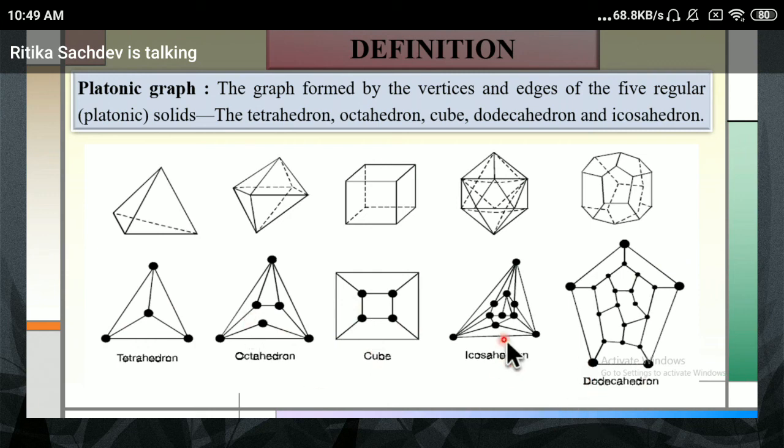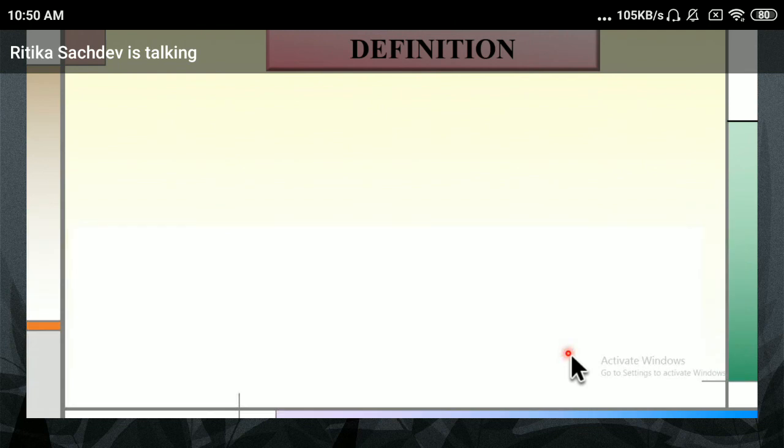If you have two faces, that becomes a plane and it is not a solid. So it should always start with four faces. These are the only five regular platonic solids available: tetrahedron, octahedron, cube, dodecahedron, and icosahedron. We finished up to this in the last session.